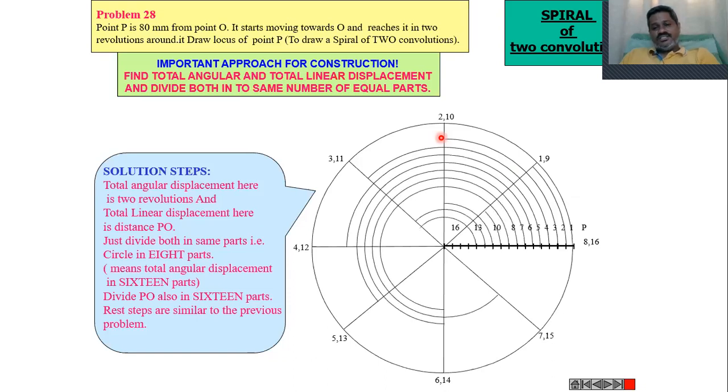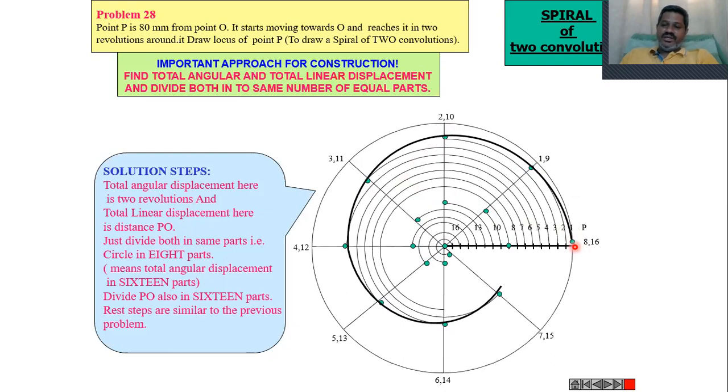After getting all these points, locate the points like this and name them P1 to P16. Then join all those points to get a smooth curve of a spiral of two convolutions. That means the point is starting at a distance of 80 mm, and this point is moving towards the center. At the same time, while reaching the center, this point is going to revolve two revolutions.